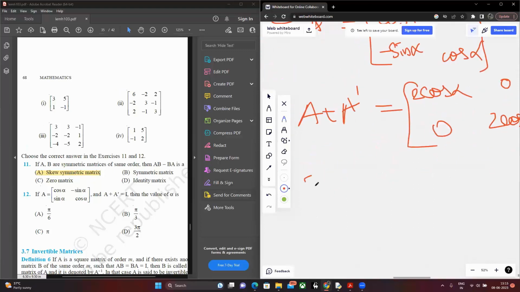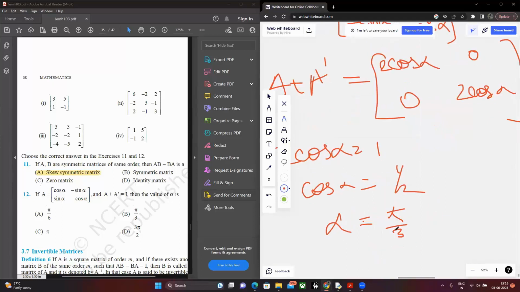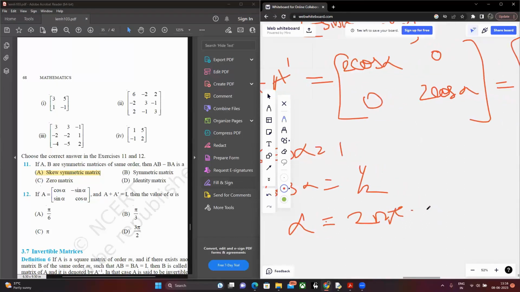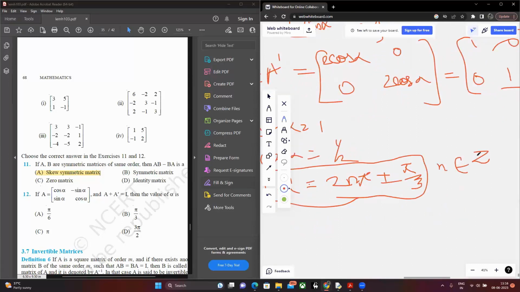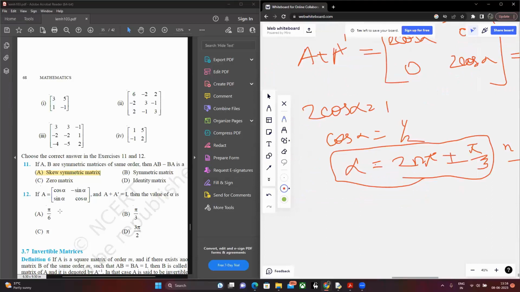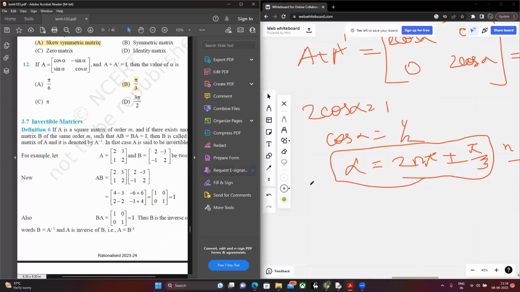Therefore, we have the expression 2 cos alpha equal to 1, or cos alpha equal to half, or alpha is pi by 3. To be more exact, alpha is 2n pi plus minus pi by 3, for all n belonging to the integers, and the only value of alpha satisfying this condition is pi by 3. So that is the answer, and with this we complete exercise 3.3.